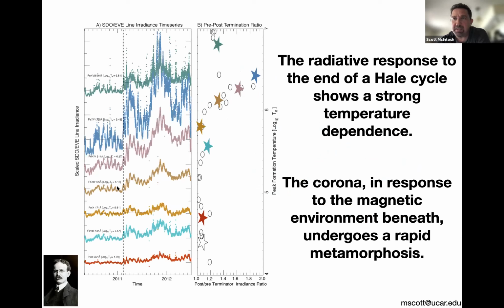The interesting thing is to look at the response as a function of temperature for a similar type of event like this. If you remember some of the stuff about the solar atmosphere, if I go from cooler emission lines to hotter emission lines, from bottom to top, all of the emission lines below about 1 million degrees show about a 5 to 10% change when a termination happens. But the coronal emission lines show a massive change. So basically, this corona switches on like wildfire.